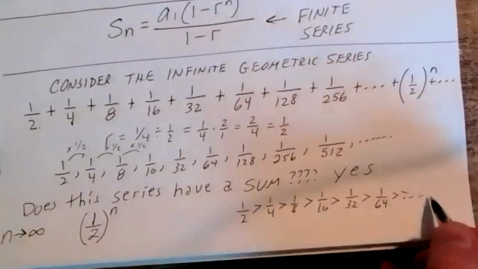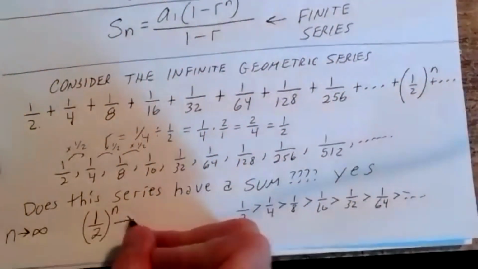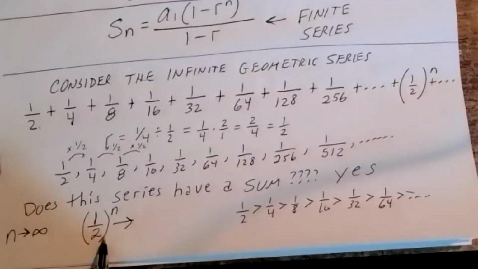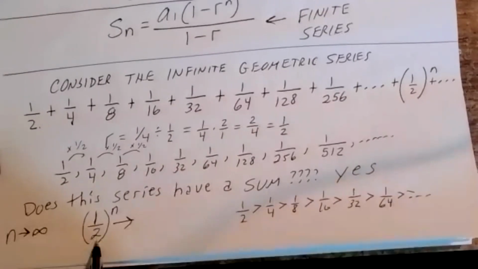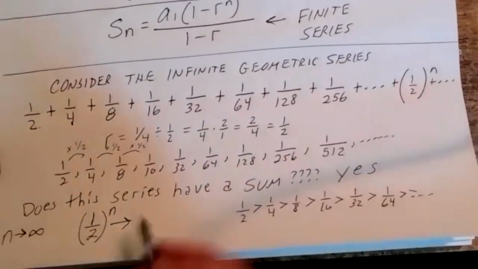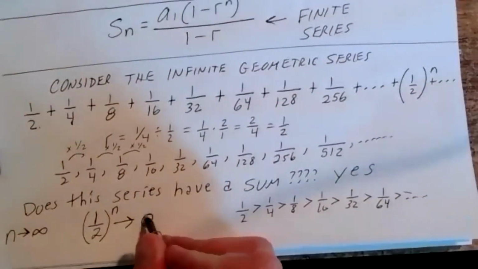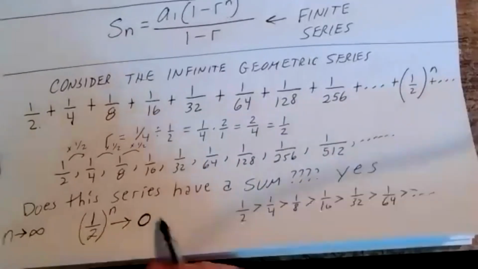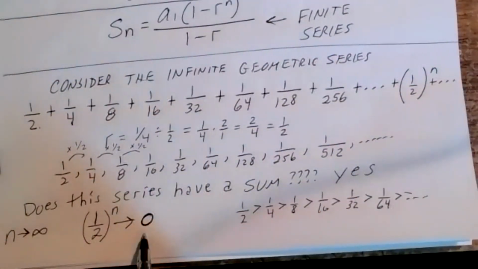What are these fractions really approaching here? What would be your guess? As n gets larger and larger, what number are they really approaching? 0. It looks like these fractions are approaching, or we say converging to, 0.